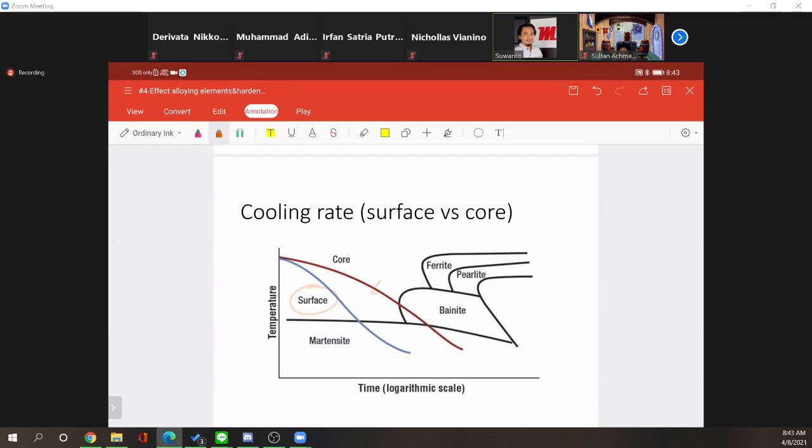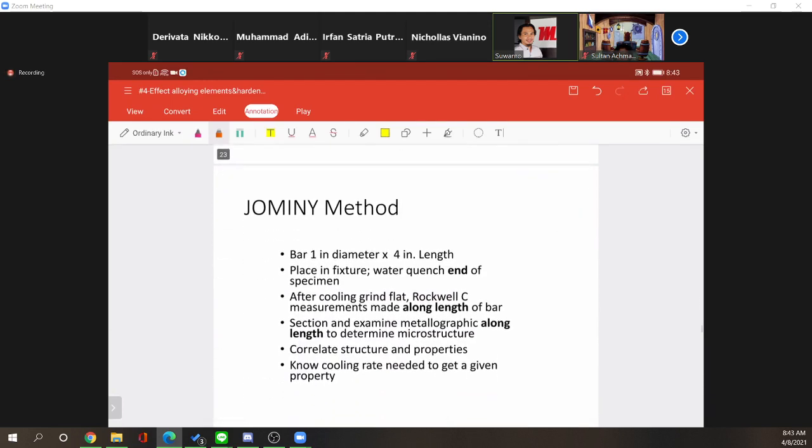To assess this effect of cooling rate plus the chemical composition of the steel, we use a practical approach. One of these is the Jominy method. There are other methods, but this is the one commonly used. So what is the Jominy method? It's basically a procedural step, and it is standardized, so you have a standardized way to do this Jominy test.